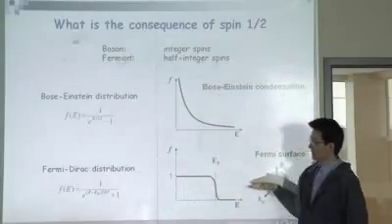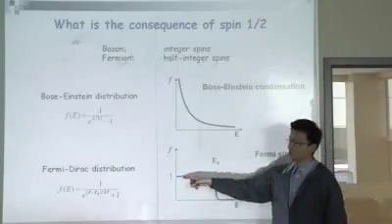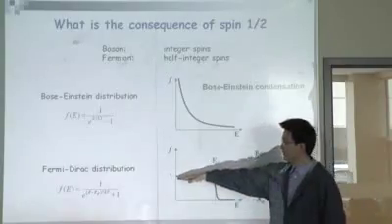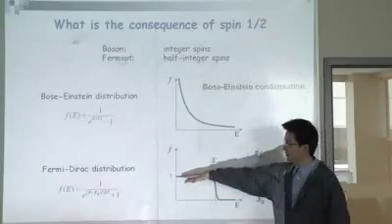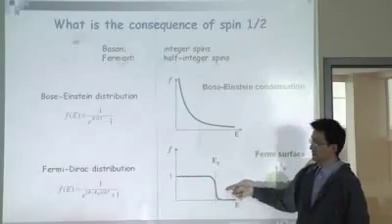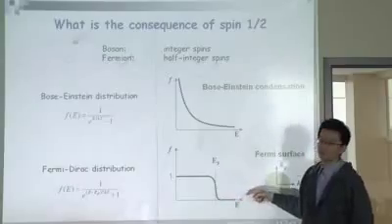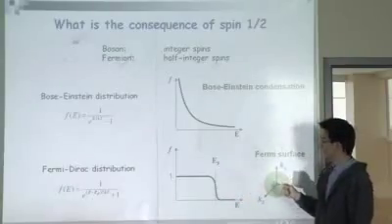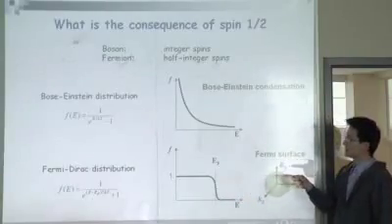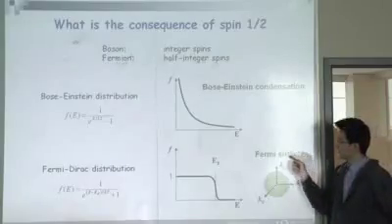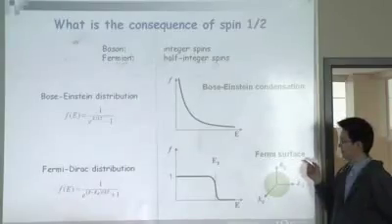So this plot illustrates how the distribution will look like. It will have a finite distribution of 1 until it reaches the Fermi energy. The distribution, the probability will drop quickly to 0. So this kind of construction gives us a very interesting phenomenon, the Fermi surface.